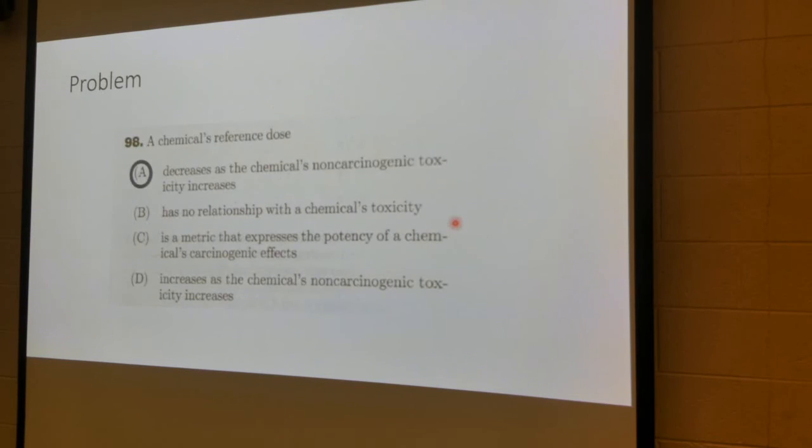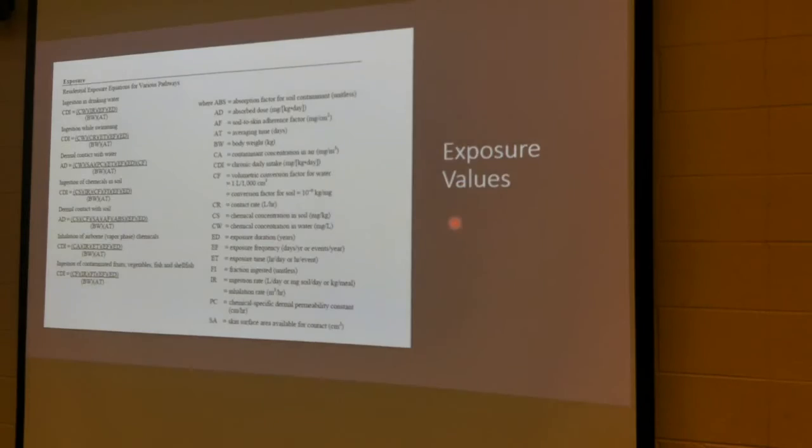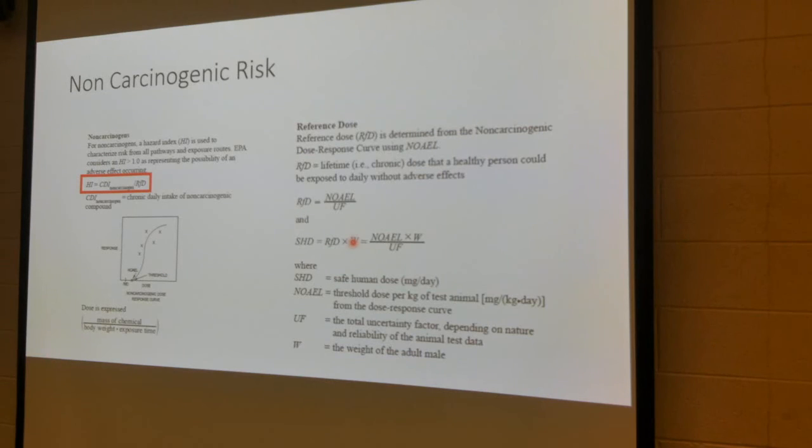So another example for toxicology, like in this one, I just by mistake got the answer on chemical reference dose. They're talking about non-carcinogenic risks. So the chemical reference dose is the dose at which you have non-carcinogenic effects, and the toxicity increases as the chemical reference dose decreases. We saw that reference dose back there. I know we went there too fast, but here we had the chemical reference dose.